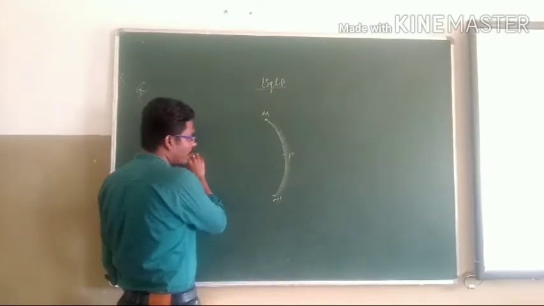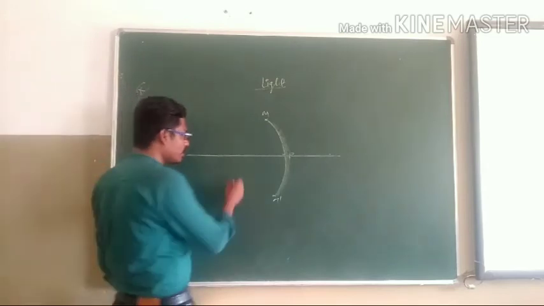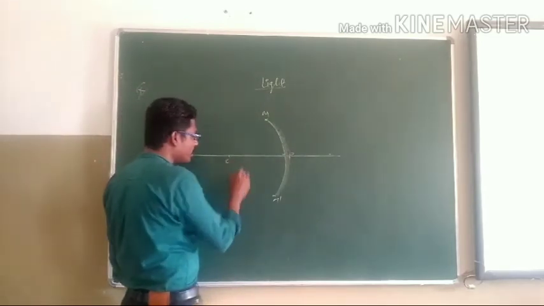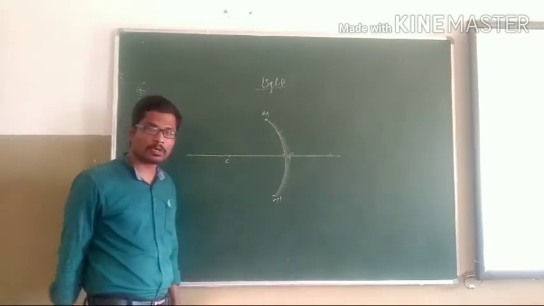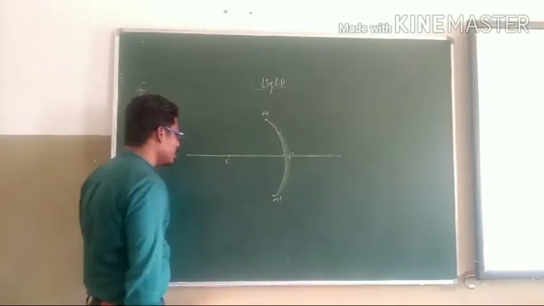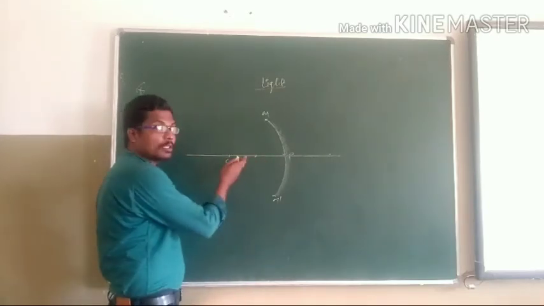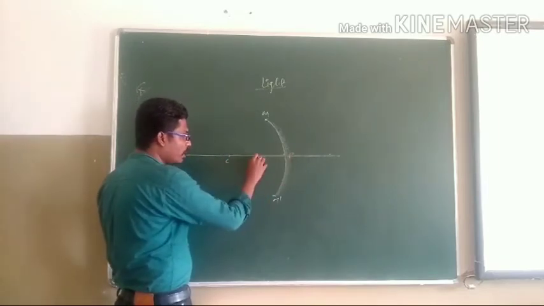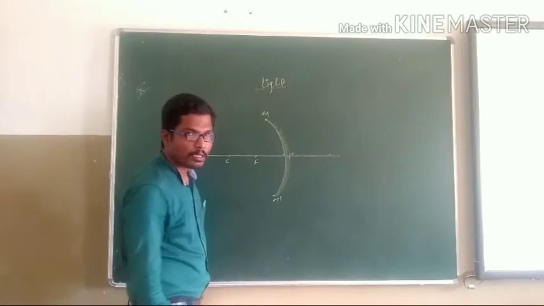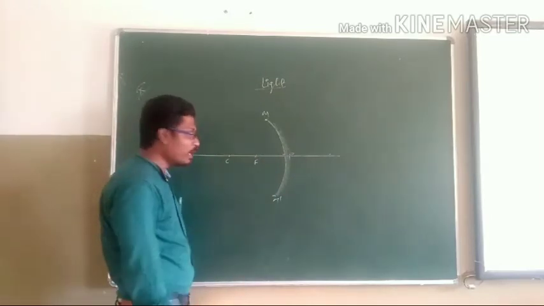Then we will pass an imaginary line. It is called as the principal axis, right? Here it will be the center of curvature. When we draw a complete sphere here, there will be the center, and that center is called as the center of curvature. Now the midpoint of the center of curvature and the pole is called as the focus, right? The distance from the focus to the pole is called as the focal length, right?